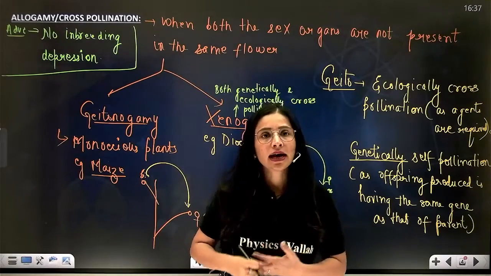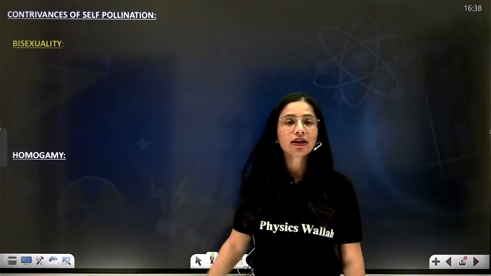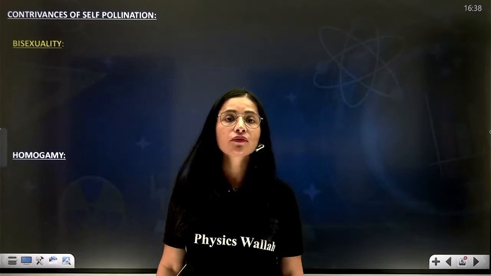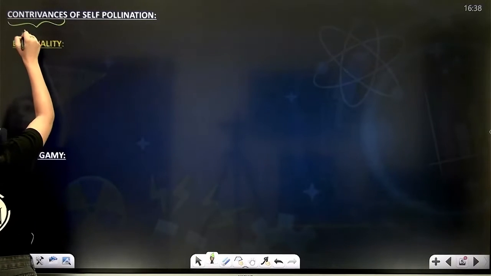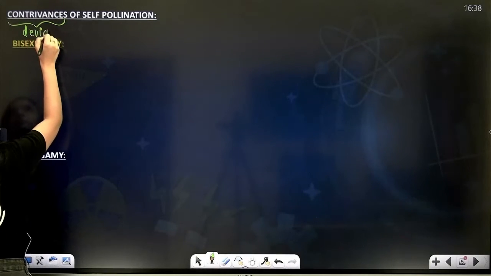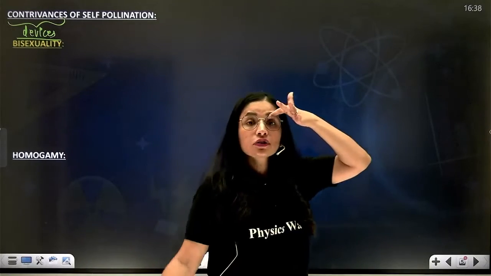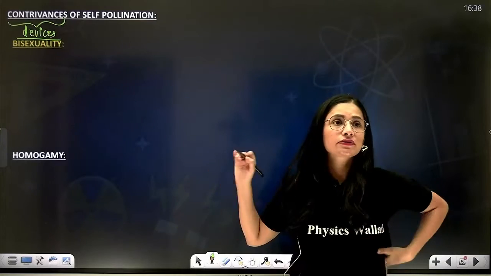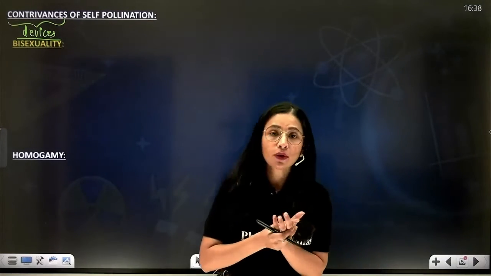Clear? Now, advantages, disadvantages, definition, types is done. Now let's check out the contrivances of self and cross. Contrivances simply means devices that promote either self or cross. So first we'll discuss the contrivances of self-pollination, and then we will discuss contrivances of cross-pollination.